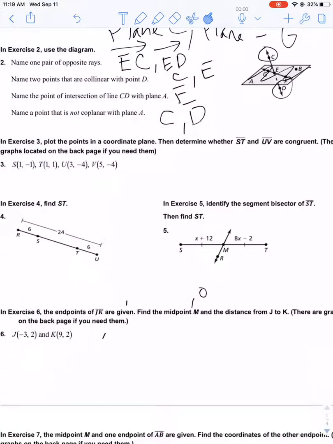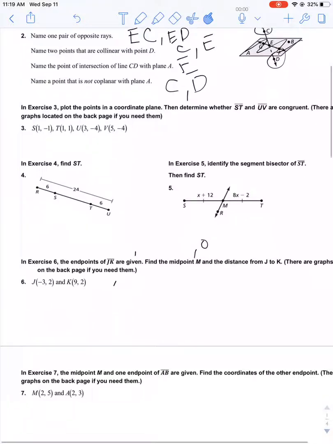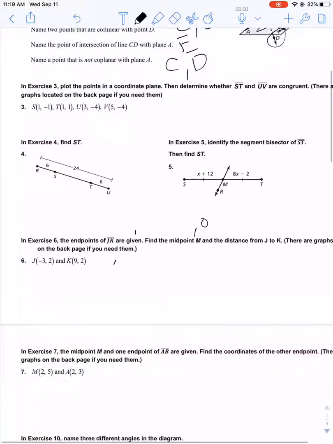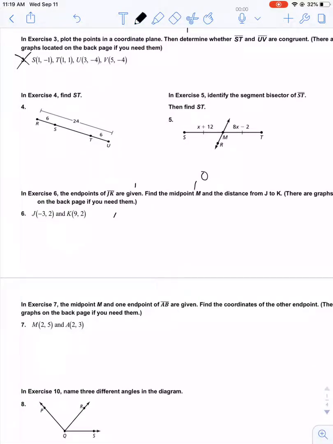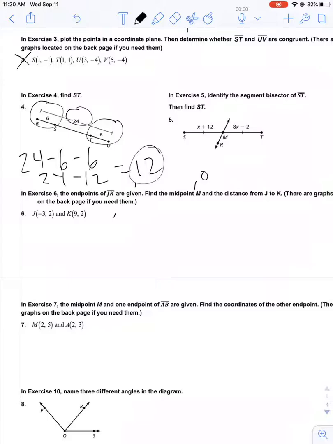Alright, I don't have a graph here, so I'm going to skip number 3. Sorry. If you want to solve it, go for it. Find ST. Well, I know that this is 6, and I know this is 6, and the whole thing's 24. So 24 minus the parts I don't need, which is 6 and 6. That's 24 minus 12, which is 12. So ST is 12.